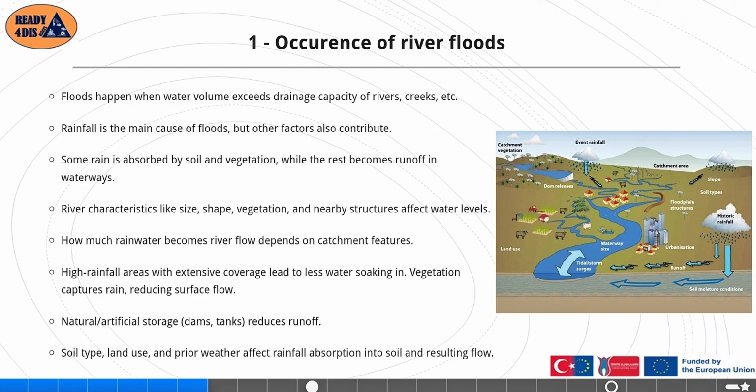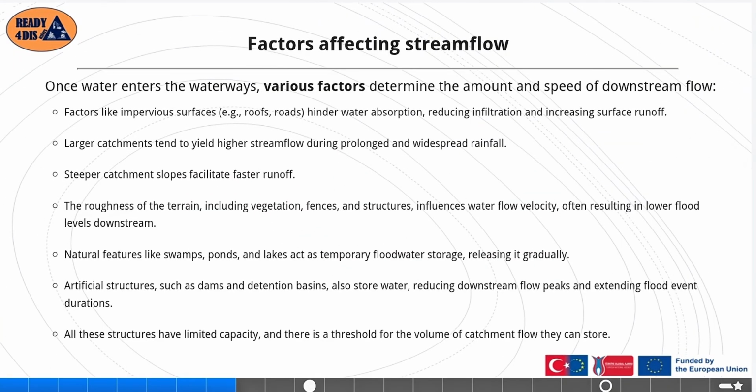Vegetation helps absorb rainfall, while high rainfall areas with little vegetation tend to increase surface flow. Storage systems, both natural and man-made like dams and tanks, help reduce runoff. Finally, factors like soil type, land use, and previous weather conditions affect how much rainwater is absorbed and how much becomes floodwater.